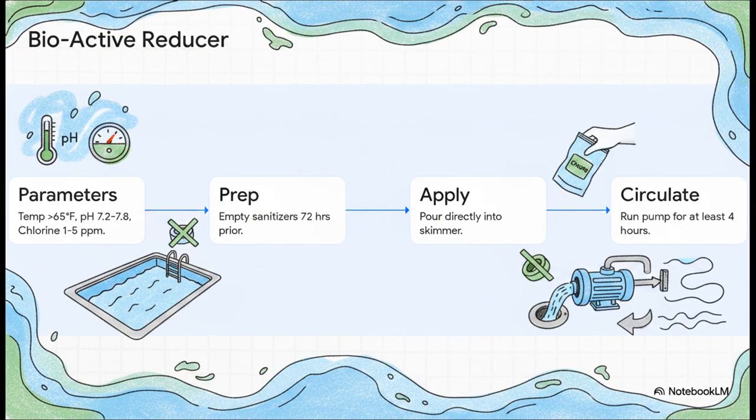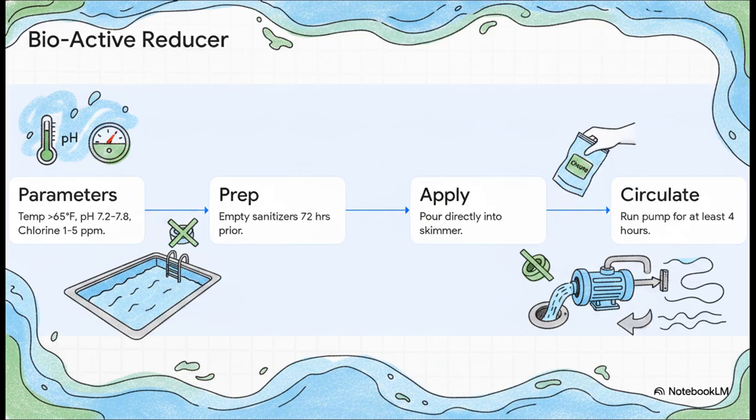The first alternative is a biological reducer, like bioactive. Now, this is a living organism designed to actually eat away the CYA, so it requires highly specific parameters to survive. The water temperature must be above 65 degrees Fahrenheit, the pH strictly between 7.2 and 7.8, and chlorine kept right between 1 and 5 parts per million. You also have to remember to empty out any chlorine floaters a full 72 hours before you begin.